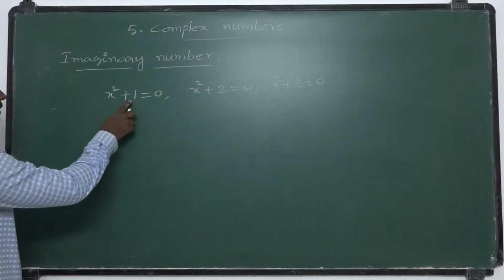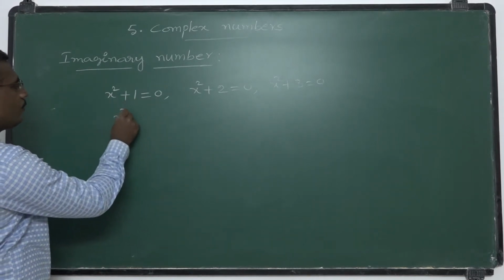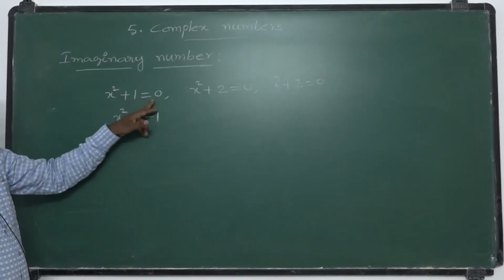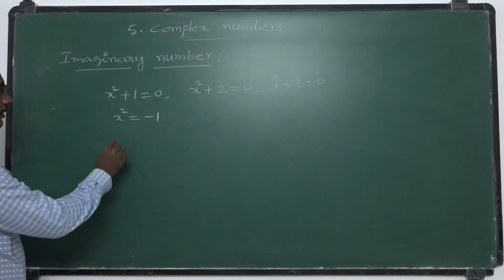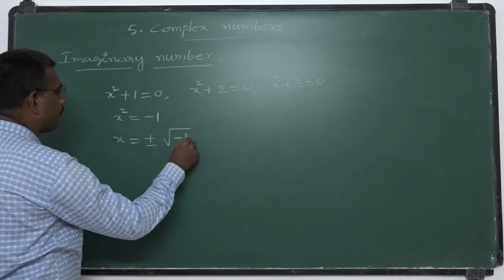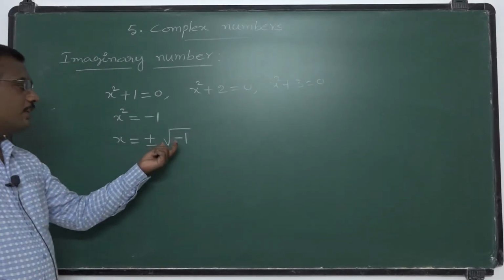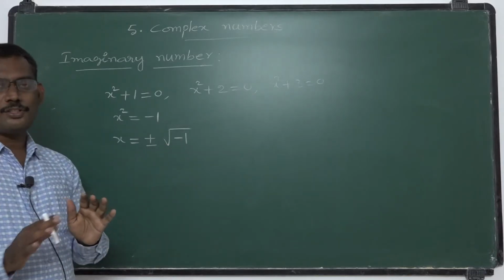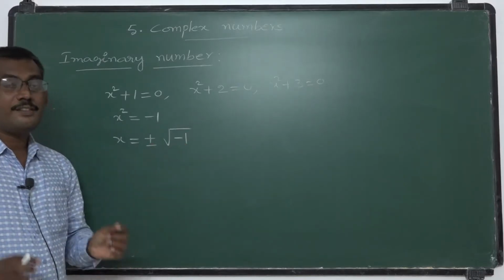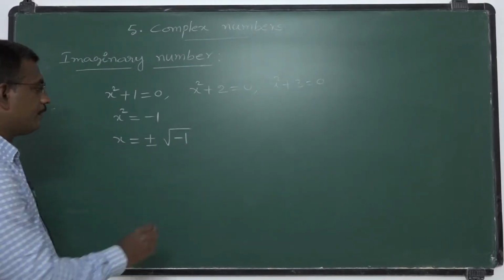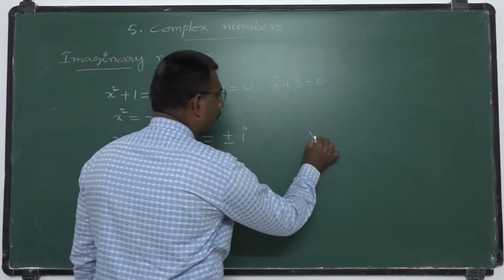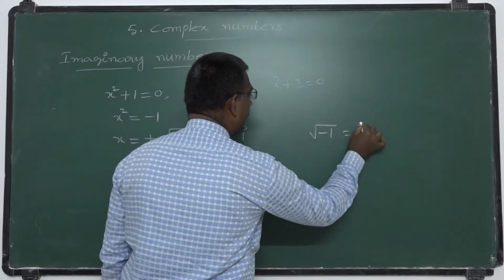So x square plus 1 equal to 0, then x square is equal to minus 1. So from this, x is equal to plus or minus root of minus 1. Actually, in the real number system, square root of minus 1 is not defined. But here square root of minus 1 is defined as i. So square root of minus 1 is nothing but i.